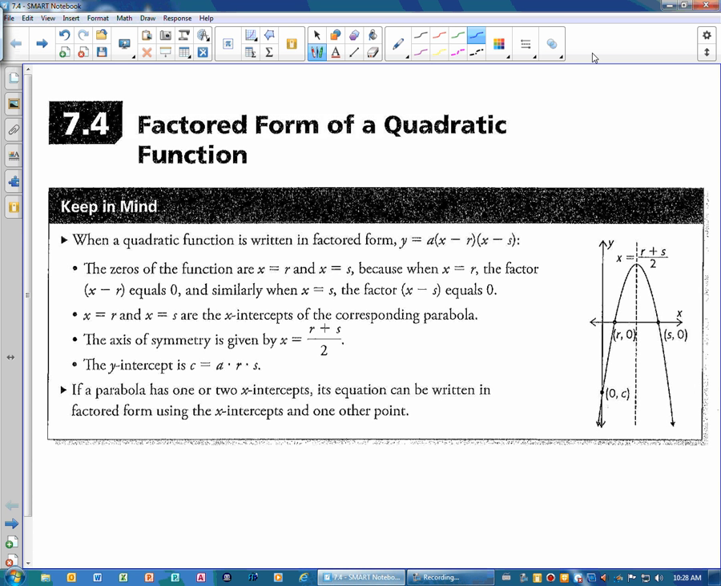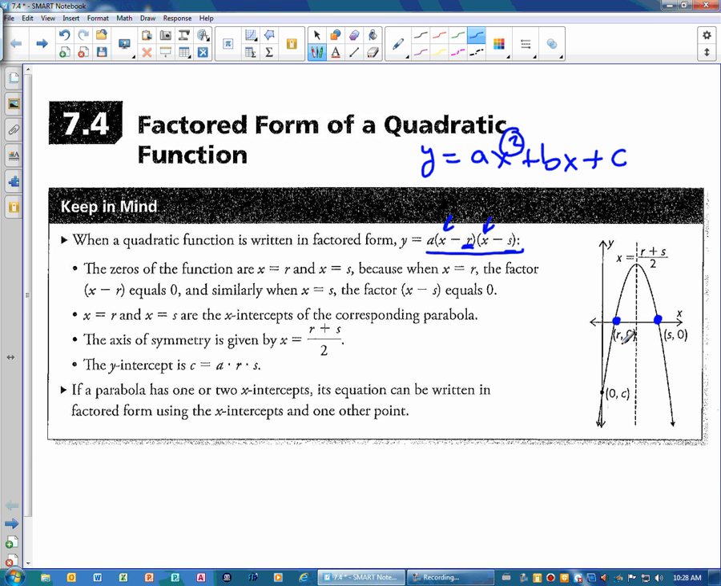Okay, so it says keep in mind, first of all, when a quadratic function is written in factored form. So instead of the form that you've been used to, y equals ax squared plus bx plus c, they're saying, well, hey, you could get it in factored form. So it says y equals a, and then in brackets, x minus r, and then in other brackets, x minus s. Now remember, all quadratics have to have two x's. Remember, degree 2. So here's the first x, and there's the second one. And this r and this s, if you look at this picture here, are the x-intercepts. It's where the parabola crosses the x-axis.